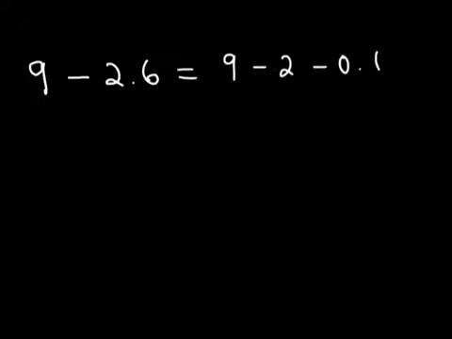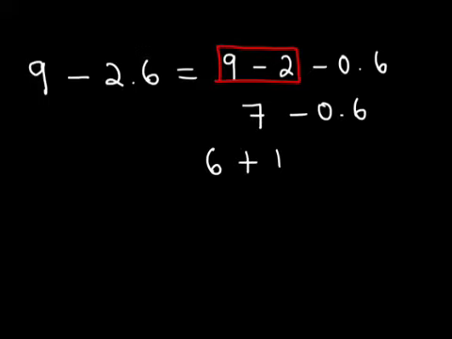Now let's try another one like that. Let's do 9 minus 2.6. So what I'm going to do is, instead of writing 2.6, I'm going to break it down into 2 and 0.6, because 2 plus 0.6 is 2.6. So negative 2 plus negative 0.6 is negative 2.6. And so here, 9 minus 2 is 7. So I have 7 minus 0.6. And 7, you can write that as 6 plus 1.